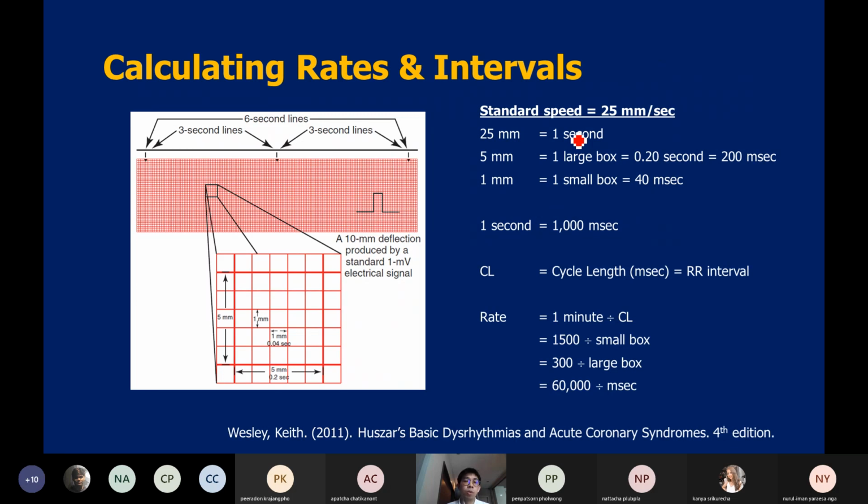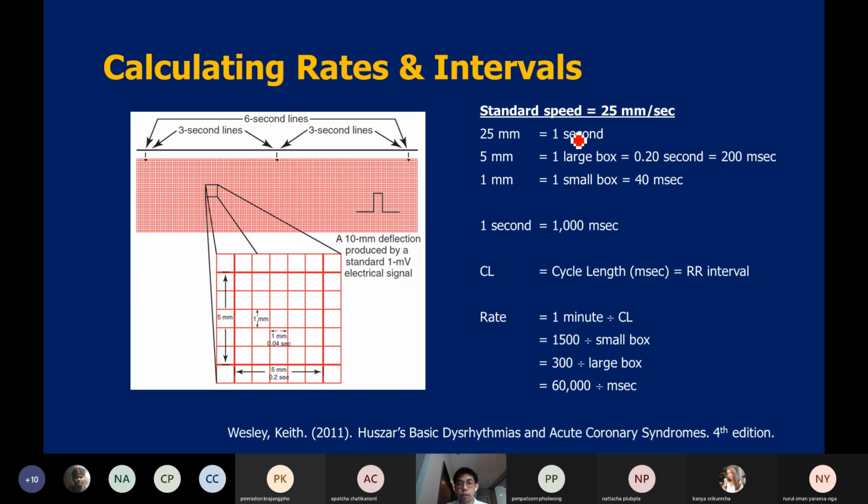Okay, the next thing you need to know about the pacemaker is how to calculate the rate and interval of the patient's heart rate. It's quite similar to the surface ECG. The standard speed is 25 millimeters per second. 25 millimeters is equal to 1 second. 5 millimeters, or 1 large box, is 0.2 second or 200 milliseconds. And 1 millimeter, or one small box, is 40 milliseconds.